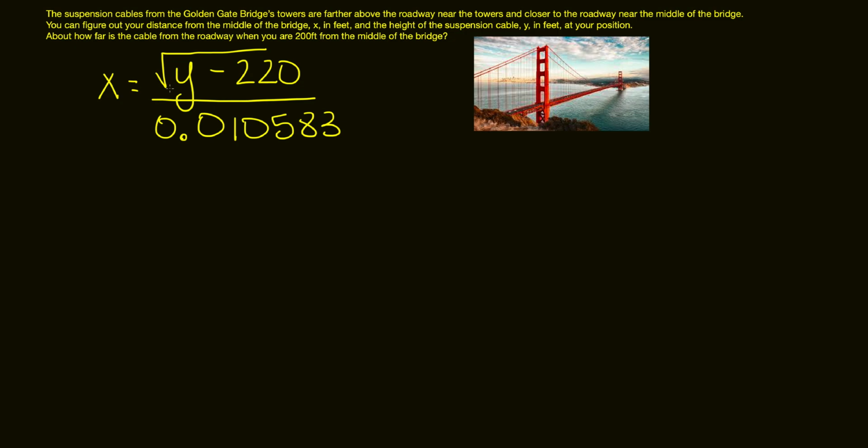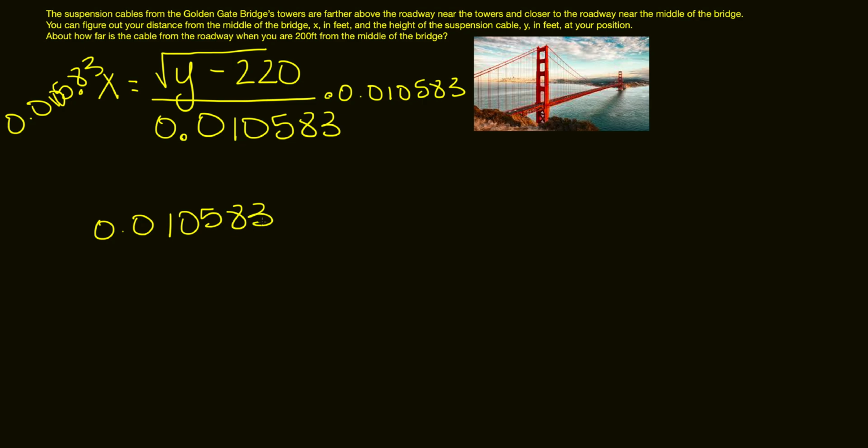So we're going to first multiply each side by the denominator. So I'm going to multiply by 0.010583. I forgot a zero in there. That's such a long number. And so what we're going to get is 0.010583x equals the square root of y minus 220. Because again, we want to solve for y. We want to solve for our position.